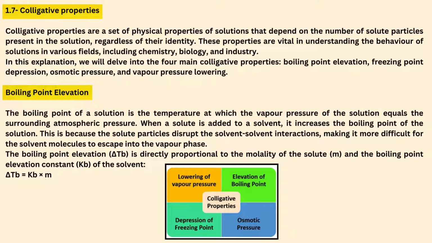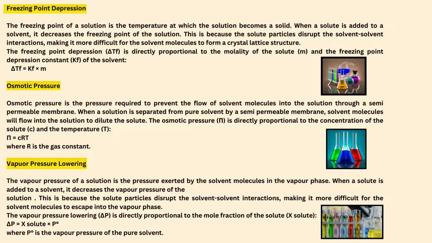and vapor pressure lowering. Boiling point elevation. The boiling point of a solution is the temperature at which the vapor pressure of the solution equals the surrounding atmospheric pressure. When a solute is added to a solvent, it increases the boiling point of the solution. This is because the solute particles disrupt the solvent-solvent interactions, making it more difficult for the solvent molecules to escape into the vapor phase.